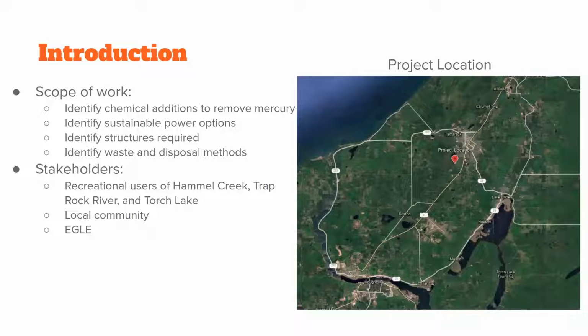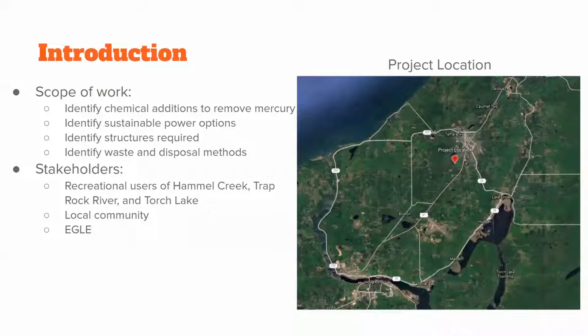As another quick introduction, we're at Elm Creek, particularly near the old Osceola mine shaft. Of course, you know that Elm Creek has a mercury problem, as it was listed in 2002 for its mercury levels. So for the scope of work, we needed to identify the chemical addition to remove the mercury, as well as identify sustainable power options, as we want our project to be long lasting as well as sustainable. We also need to identify the structures needed for our treatment facility. Then, of course, identify the waste release as well as ways to dispose of that waste.